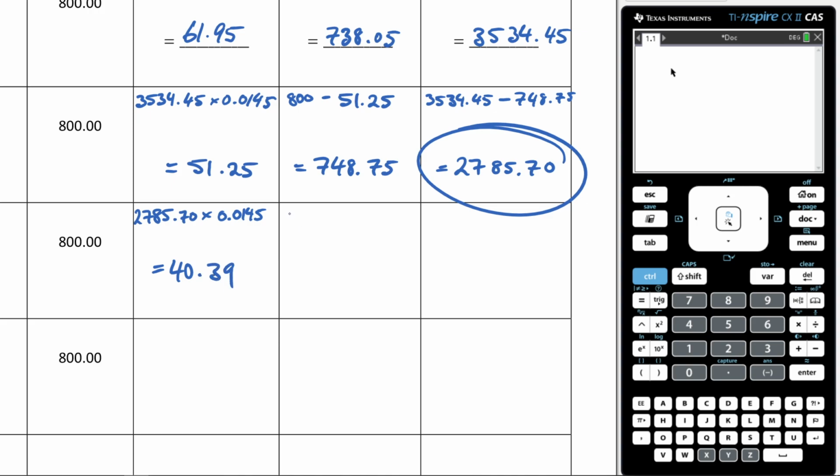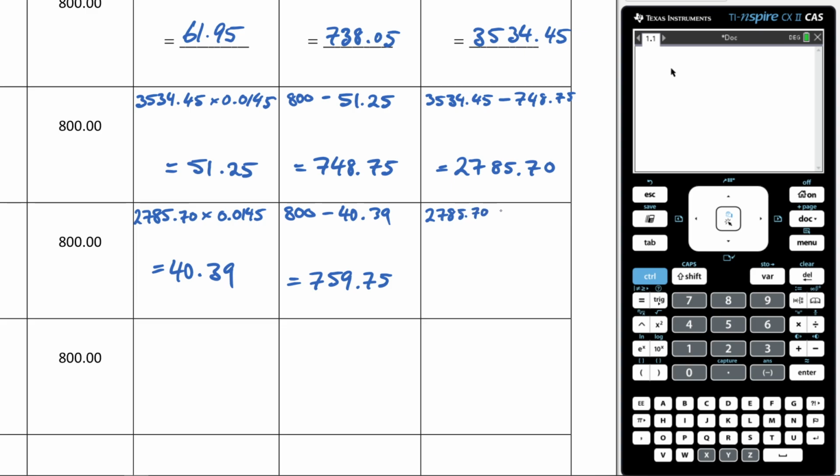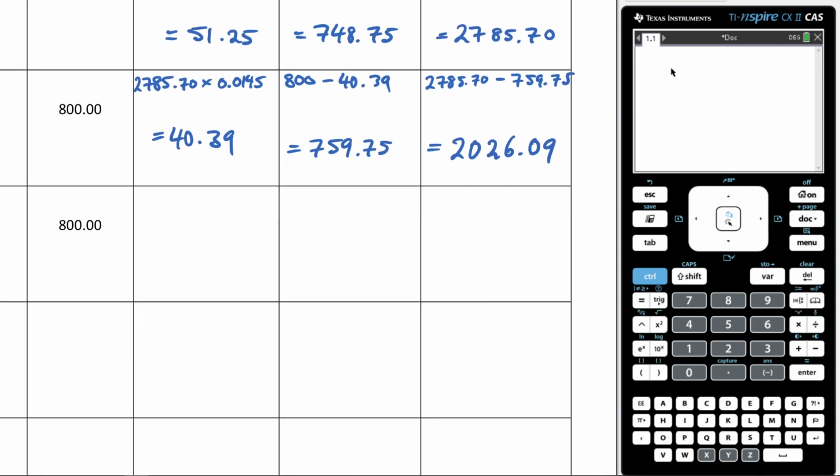Next, to figure out my principal reduction, I know that I'm receiving a payment of $800. I reduce that by the amount of interest that we're earning, and I end up with 759.75. Then to figure out the balance, I take the previous balance, 2785.70, and subtract my principal reduction, 759.75. Now what I'm going to end up with is 2026.09.